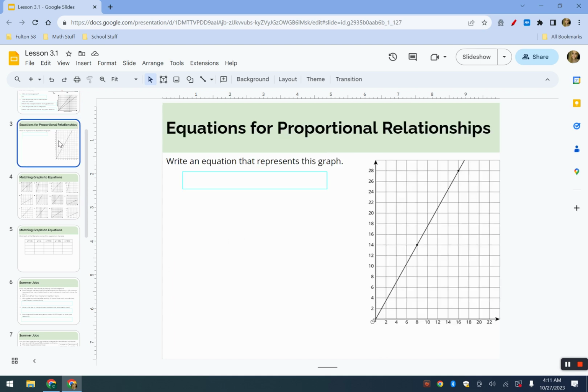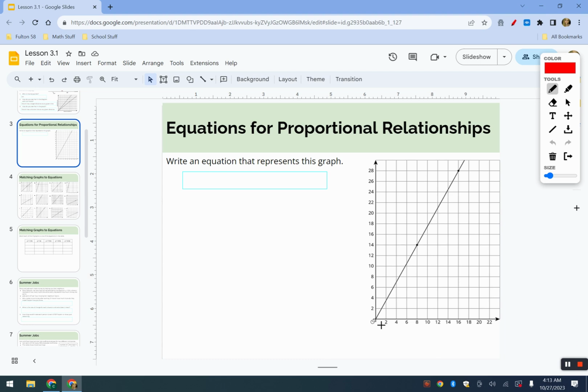So on this slide, it's just practicing writing equations that represent graphs. And we did this last year. So to be able to write an equation, we need to know the slope of the line. We talked about the slope in the last unit a little bit. And remember, the slope is the rise over run. So how much did we go up versus how much we went over? To do that, we're going to look at our 2 points here.